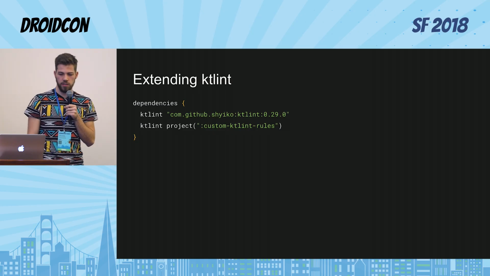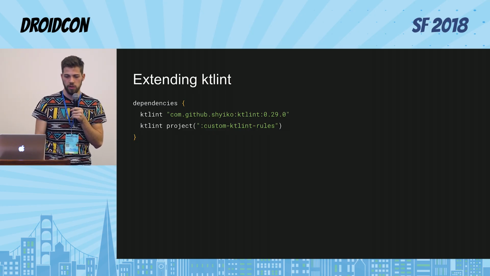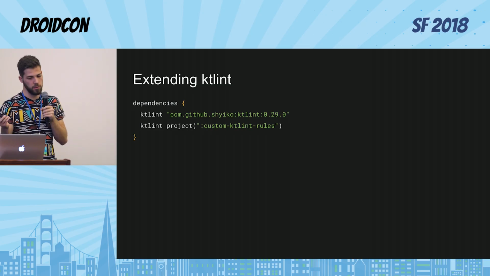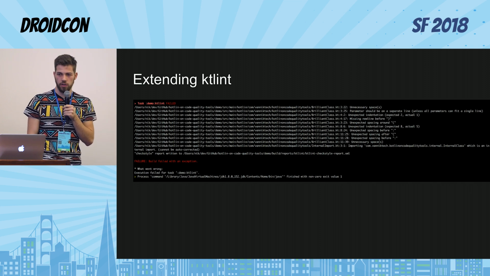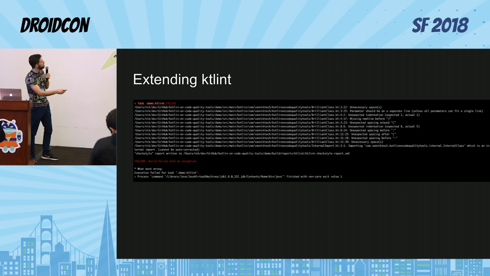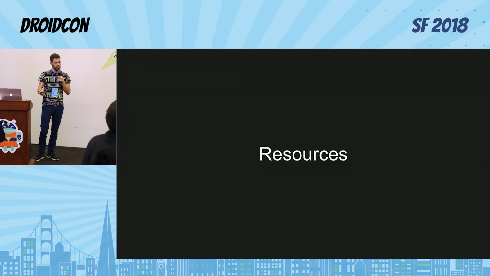Extending KtLint, like adding it to your own project, is again super similar. So we say, okay, KtLint, and then the project, we take our custom KtLint rules. And then if we go and run KtLint on our project again, we can see that the second last one is, okay, we're importing the internal class, cannot be autocorrected since we didn't provide any autocorrection for that.